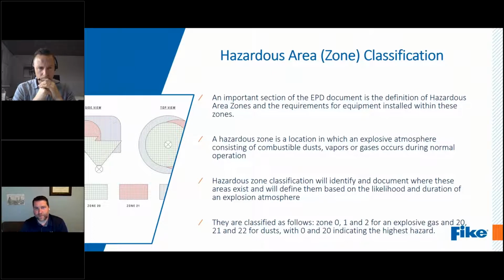Next, your next step is to determine your hazardous area or your zone locations. This defines what requirements of equipment are to be installed in those zones. So this is the location in which an explosive atmosphere of combustible dust or vapors or gases occurs during operation. The zone classification identifies where these exist, and it also determines the likelihood and duration of the explosive atmosphere. They're classified with zone 0, 1, and 2 for gases, and 20, 21, 22 for dust. We'll go over those definitions shortly.